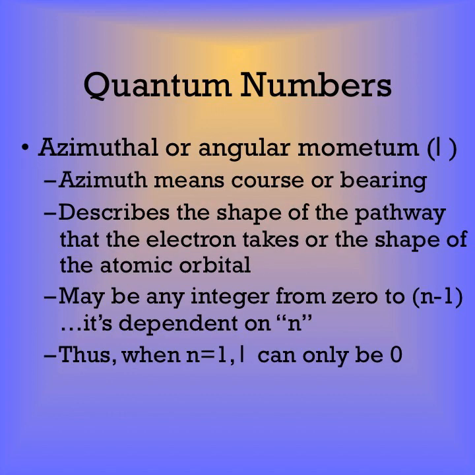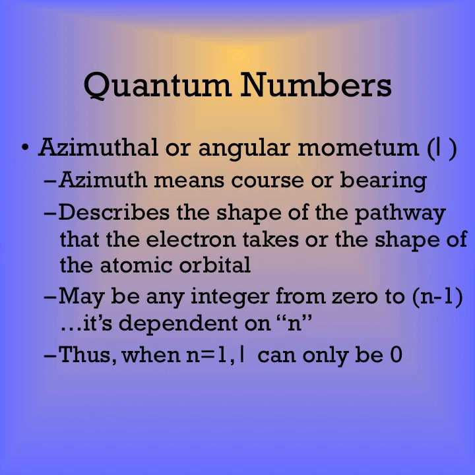The next quantum number, getting a little more specific, so again, we're going from general to specific, is known as the azimuthal or angular momentum quantum number. It is represented by l. The word azimuth means a course or a bearing, so it's telling us the shape of the pathway that the electron takes, or perhaps the shape of the atomic orbital.